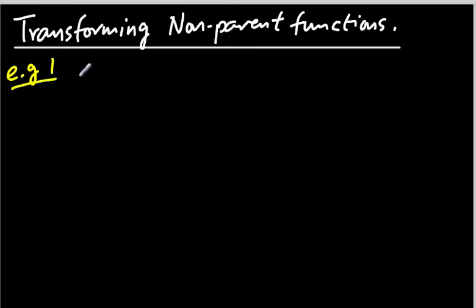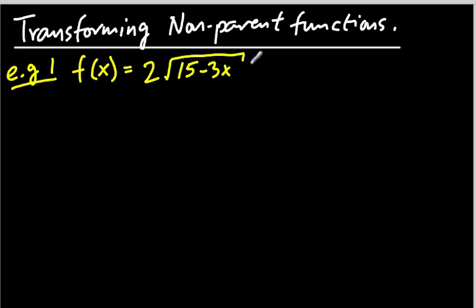Say, for example, I have some function that I'm going to call f of x, and it's going to be a non-parent function, and we're going to transform it. So in this case, I'm going to say it's 15 minus 3x, and I'm going to put a nice square root around that 15 minus 3x, and it's plus 1. So this is the non-parent function that I'm going to transform, and I'm going to transform it to g of x. So it's from f of x to g of x, and I'm going to list the transformations that I'm going to use to do that.